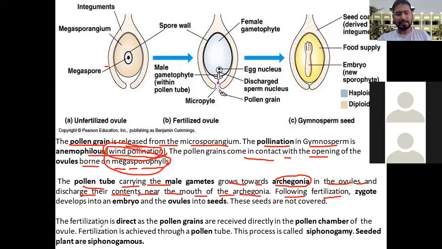Ultimately, following fertilization, the zygote develops into the embryo and the ovules into the seed. That is the structure. These things also happen in case of the angiosperm. But these seeds are not covered, which is not the case in angiosperm.